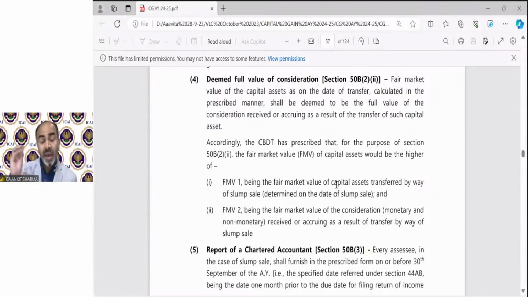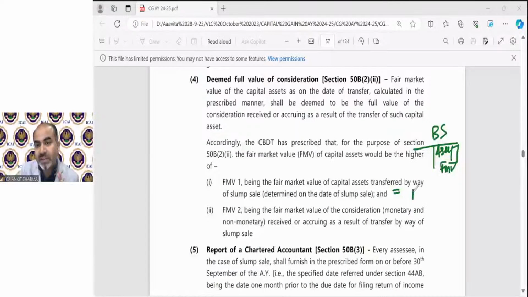lakh as monetary, and as non-monetary consideration some other asset has also been transferred to us. So let me explain with an example so you will be able to understand. This is the balance sheet. Whatever assets are here, which are going to be transferred under slum sale, you need to find out the FMV of these assets.